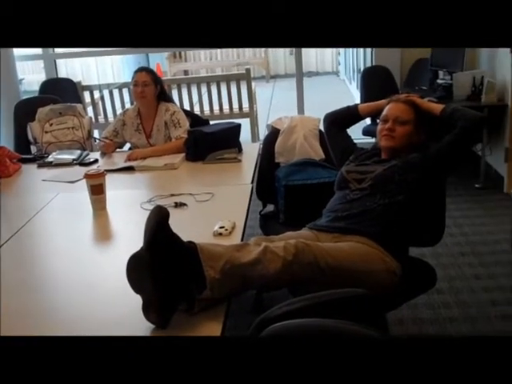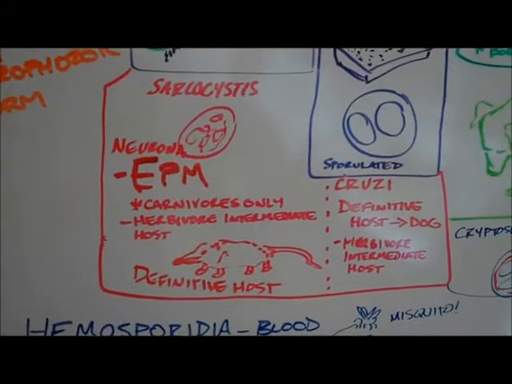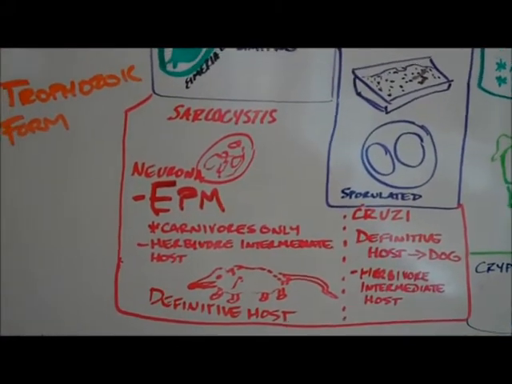So toxoplasma sporulated can be caught from gardening. You can catch it doing anything outside because a cat poops everywhere. Excellent input, Dr. Holly.